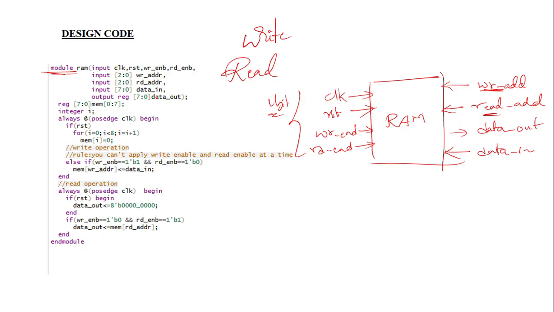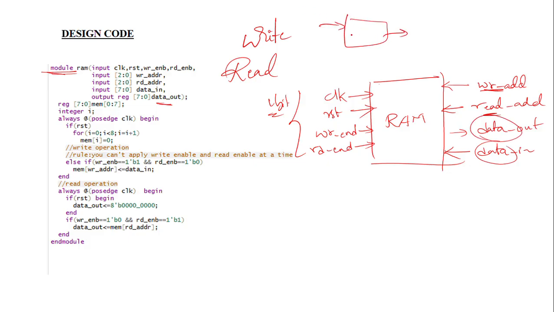Next is data in. What you want to take from the user will be data in, written into the memory. The data read from the memory should come into data out. These are the input and output ports. Up to now it should be clear. Now you have to create some memory. Here data in is our input and data out is our output, so you can give input and output.